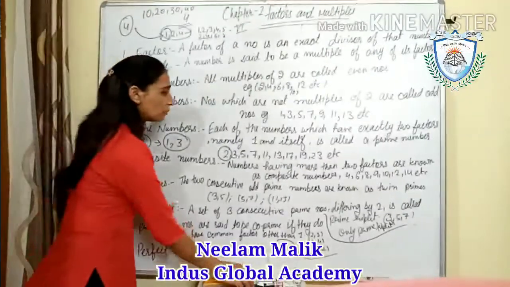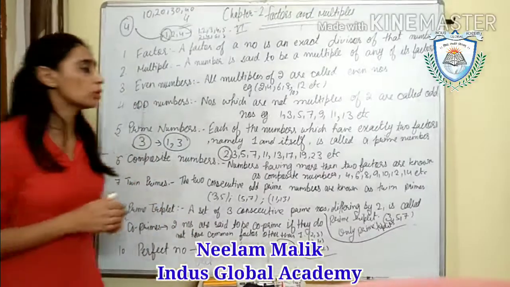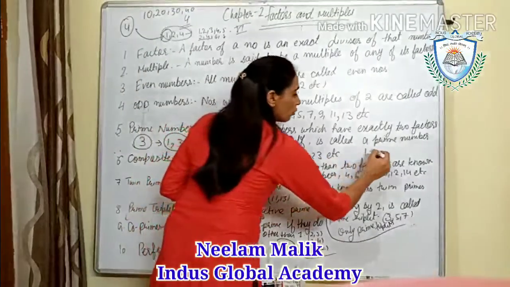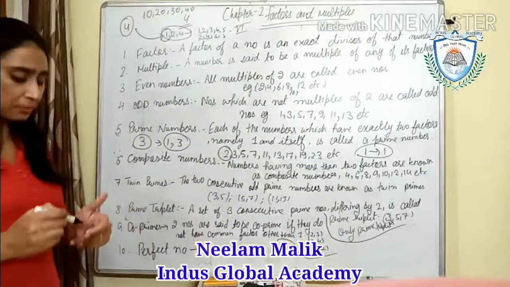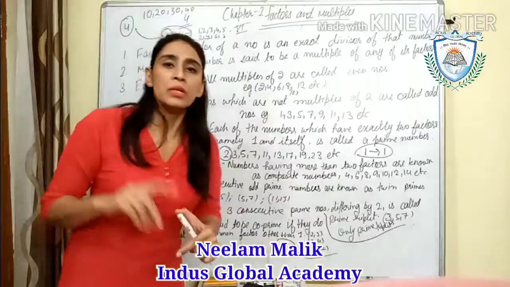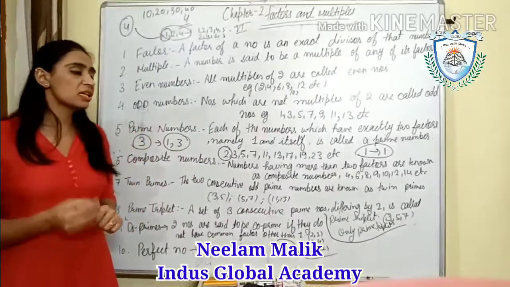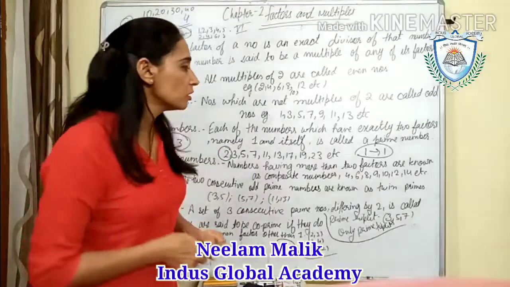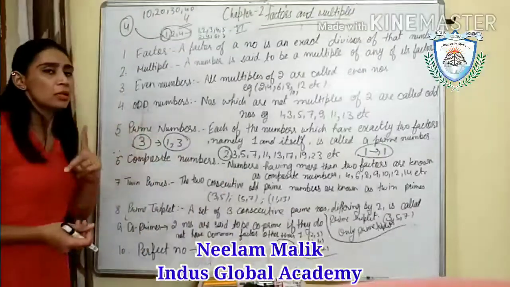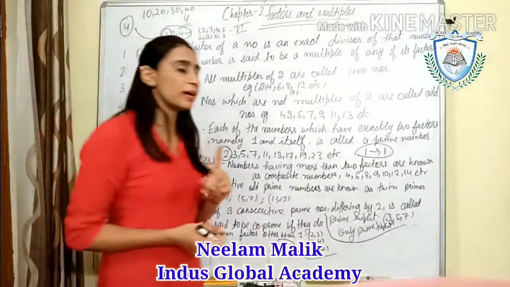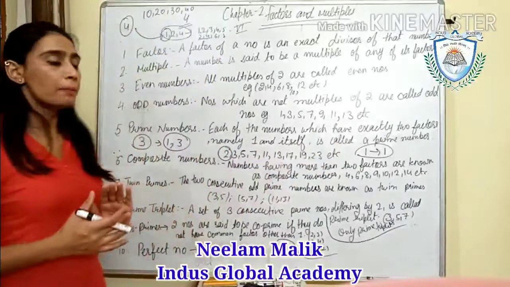Why is 1 not a prime number? Because 1 has only one factor. 1 comes only in the table of 1. So what is the definition of a prime number? It has only two factors, one is 1, another is itself. Means two factors are needed, but 1 has only one factor. That's why this is not a prime number.